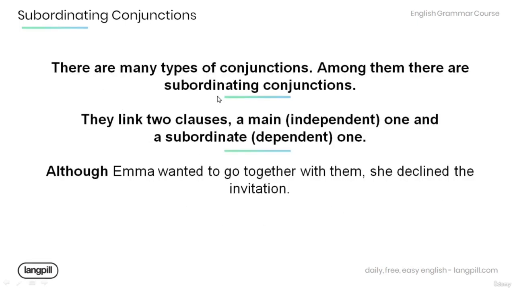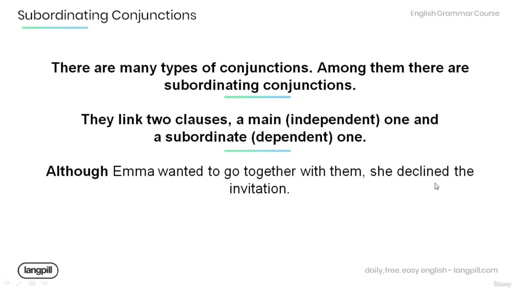Now, there are many types of conjunctions, and among them are subordinating conjunctions. Now, subordinating conjunctions link two clauses, a main independent one and a subordinate dependent one. Have a look at the example over here. Although Emma wanted to go together with them, she declined the invitation.